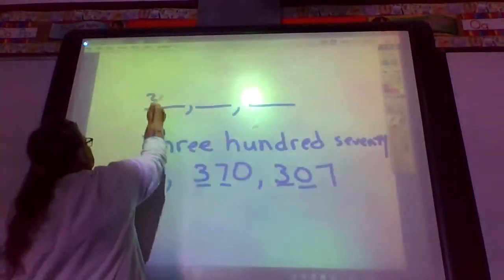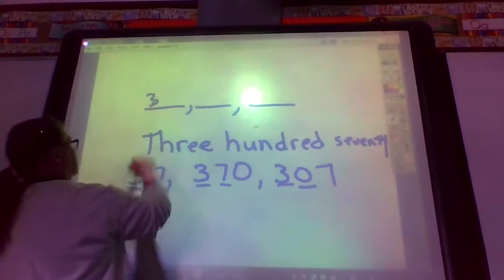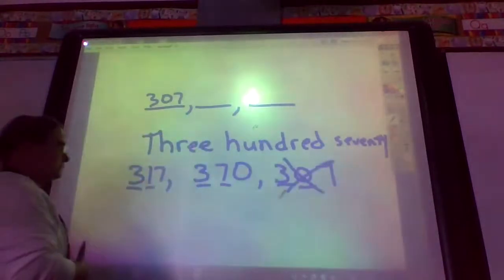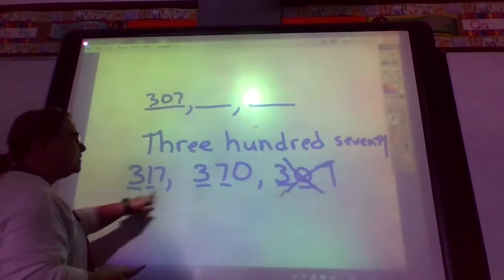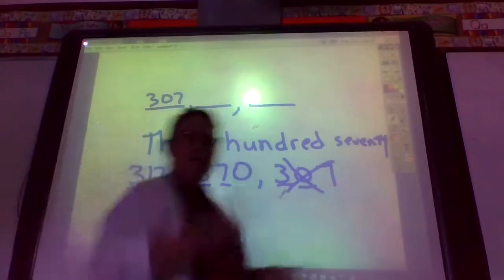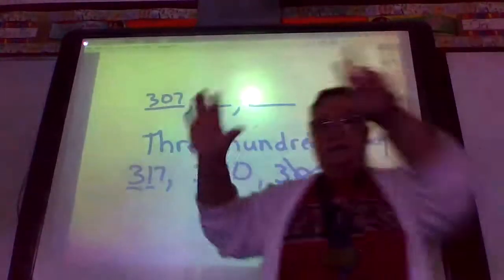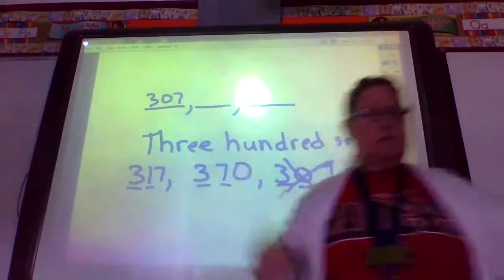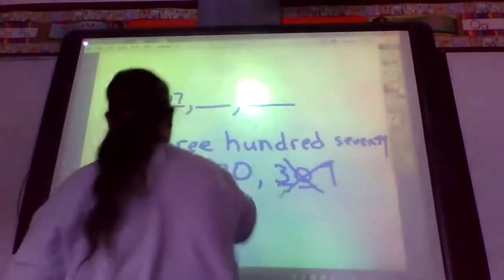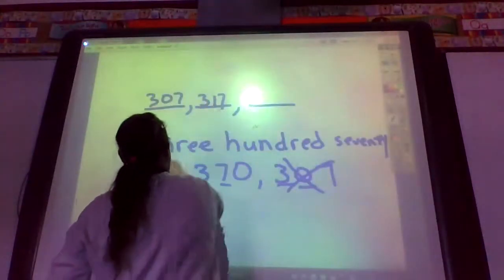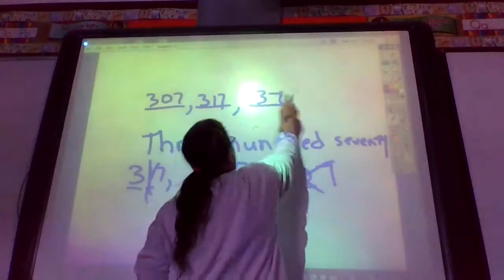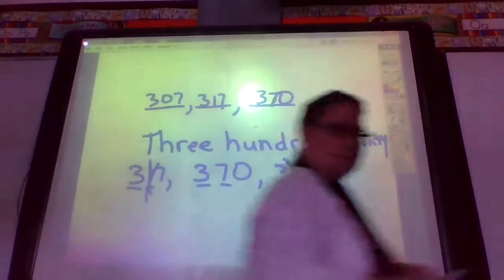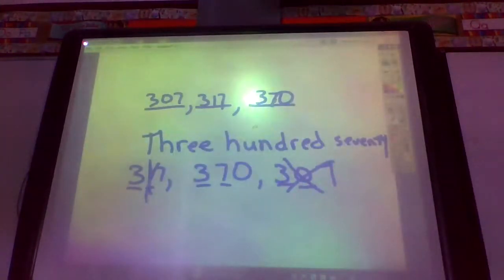Oh, I'm going to write this up here. 307. That's my smallest, my least. Now I can look at these two numbers. Which is smallest, 1 or 7? Well, of course, 1's smaller than 7. Then 370. Okay? Least to greatest.